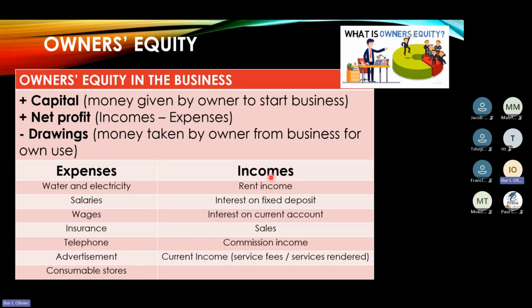Then our income is the most important one. For grade 8 it will be our current income. That is our service fees or our services rendered. Then we have our commission incomes. We have our rent incomes. And then, of course, our interest.